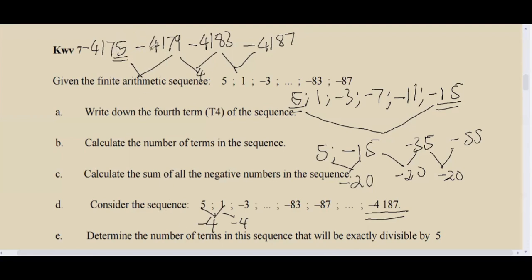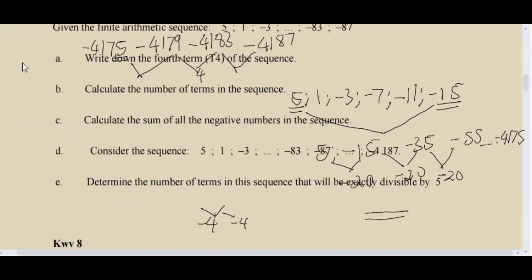The last value of the sequence is negative 4187. But the last value of the sequence that will be divisible by 5 is negative 4175. So I hope that makes sense. So now we're going to put it here, negative 4175. We say this is the last value that will be divisible by 5 from this given sequence. Right. Now that we have that, this is what we are going to do. We're going to go ahead and try to calculate now.